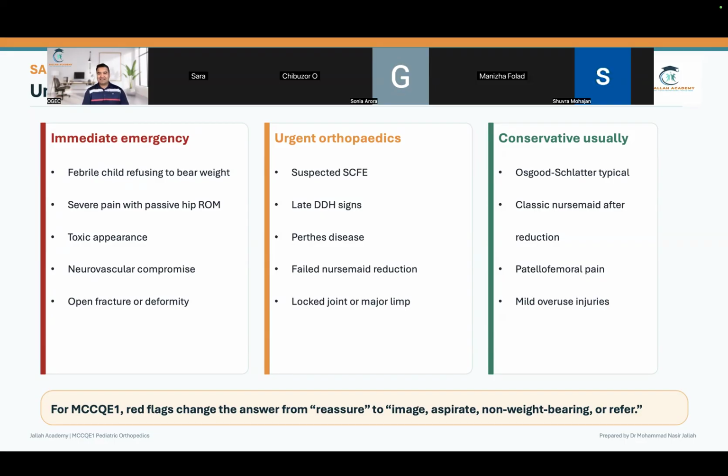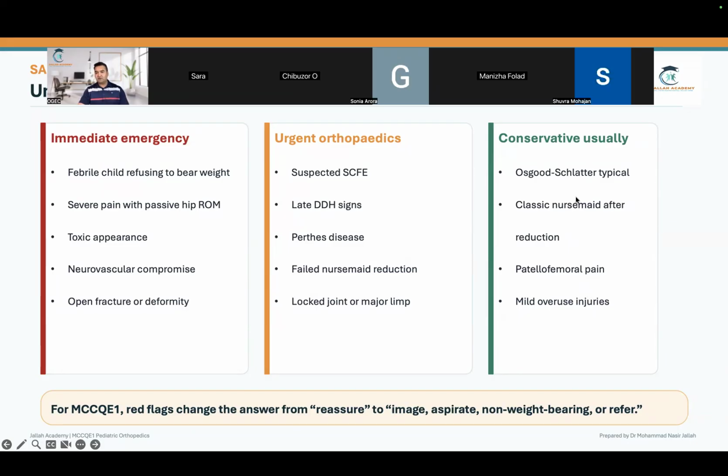Urgent orthopedics: suspected slipped capital femoral epiphysis, orthopedics. Late DDH, orthopedics. Perthes, orthopedics. Failed nursemaid reduction: you did the reduction, but the patient is not feeling better. Within a few minutes, the baby has to start smiling, the pain should go away, and the child should start moving his or her hand. If not, then orthopedics. Locked joint or major limb problems, obviously.